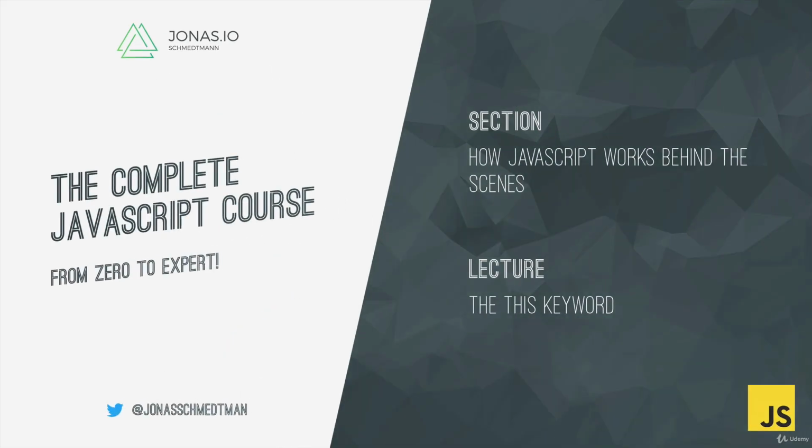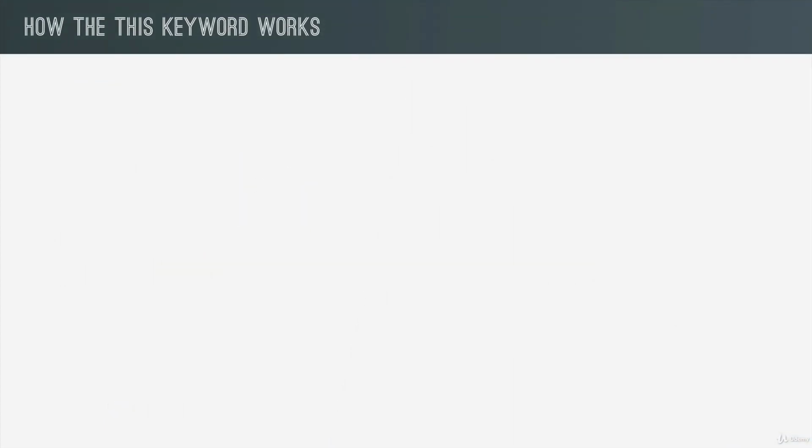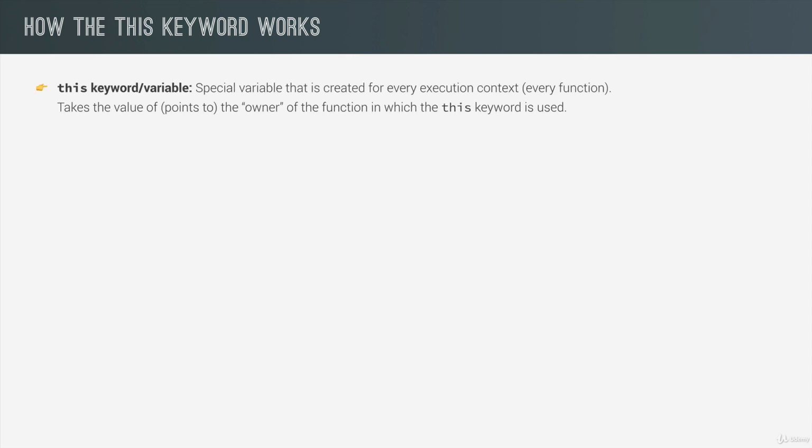The this keyword is an extremely important concept to understand in JavaScript, and many beginners find it especially difficult. But don't worry, it's actually not that hard if you know exactly how the this keyword works. So the this keyword, or this variable, is basically a special variable that is created for every execution context, and therefore any function. In fact, we learned before that it's one of the three components of any execution context, along with the variable environment and scope chain that we already learned about before.